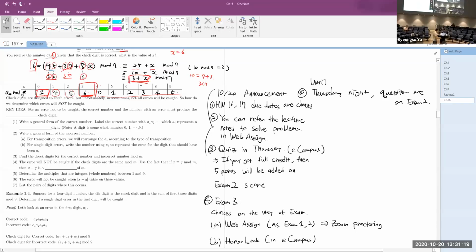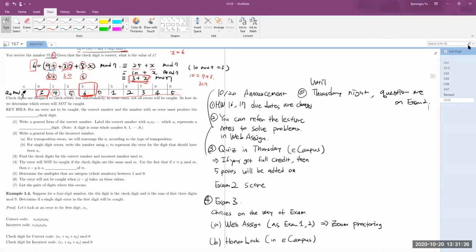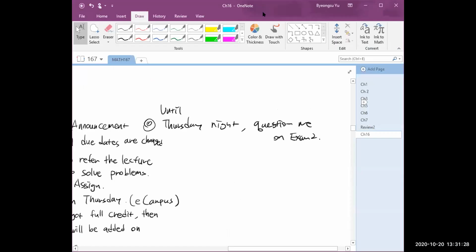Can you see it or not? Okay, great. So, oh, sorry.